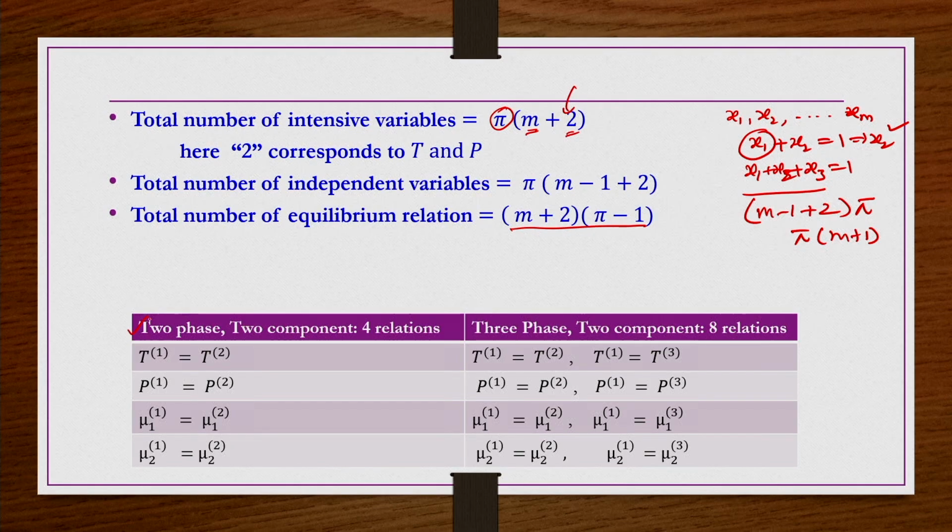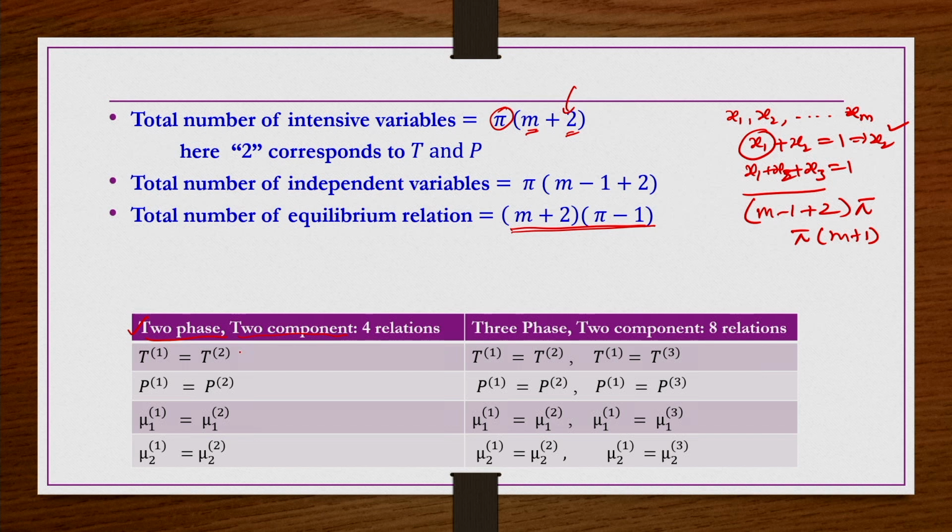So, just for a cross check, what we do? We take a system where there are two phases, that is pi is equal to 2, and two components, that is m is equal to 2. Then how many relations should be there? According to this equation, m is 2 and pi is also 2. So, 2 plus 2 into 2 minus 1, that is 4. Four relations should be there. So, what are those 4 relations?